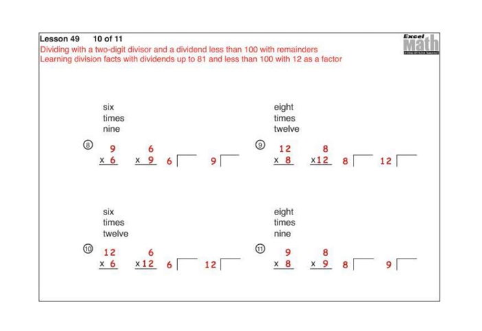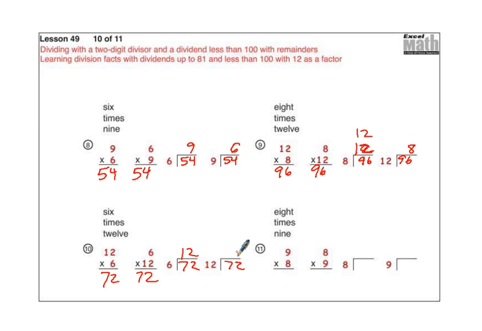Okay, this is what you should have written in right here. 9 times 6, 6 times 9, which is equal to 54. And 54 divided by 6 is 9. 54 divided by 9 is 6. 12 times 8 is 96. And 96, yeah, oops, that's a 12. And that's an 8. That should be a 12 right there. And then down to here, 12 times 6 is 72. 72 divided by 6 is 12. 72 divided by 12 is 6.